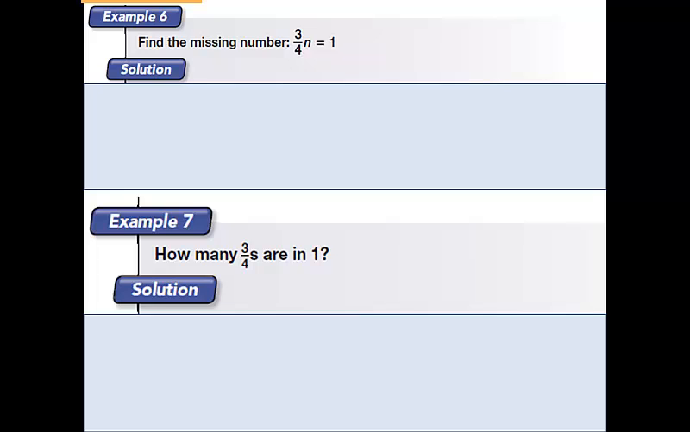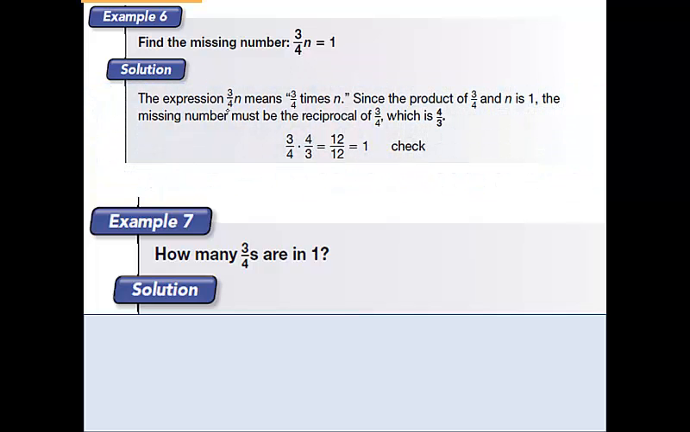Find the missing number. 3/4 times n equals 1. Well, based on what you know about reciprocals, what does n have to equal? What would 3/4 times what have to be to equal 1? Well, it would be 4/3, because we know that in order for 3/4 times n to equal 1, n would have to be 4/3, because 1 is equal to 12/12.